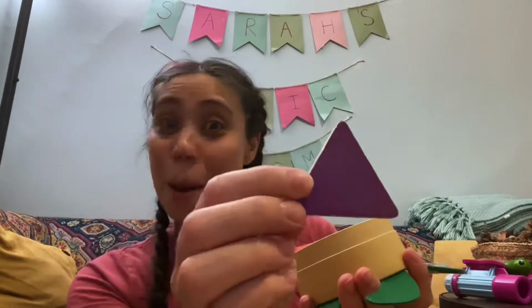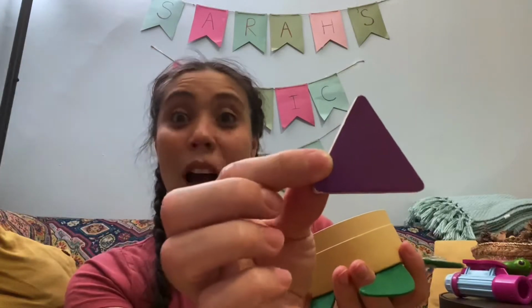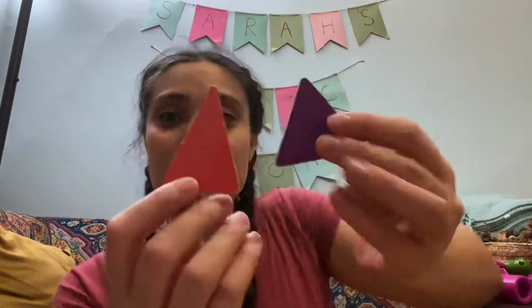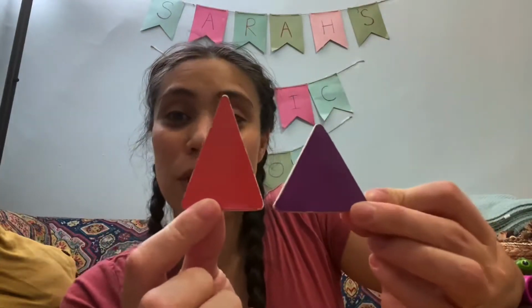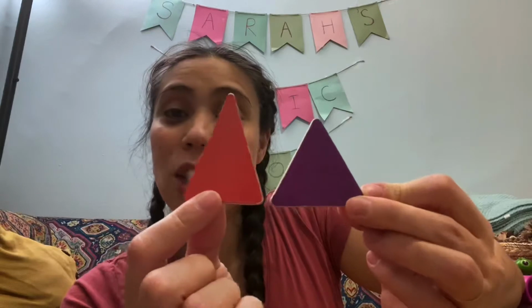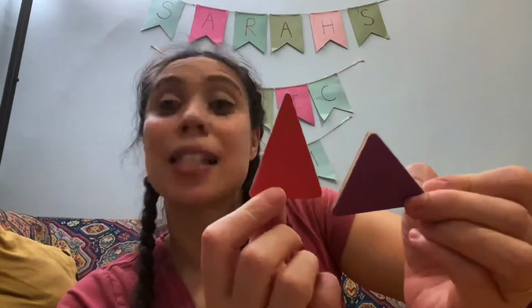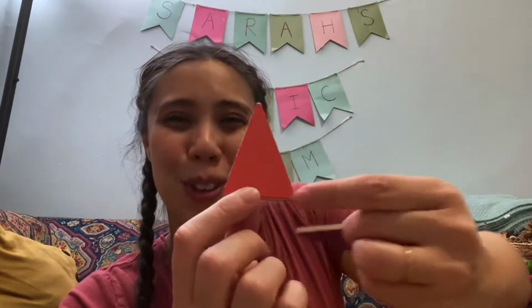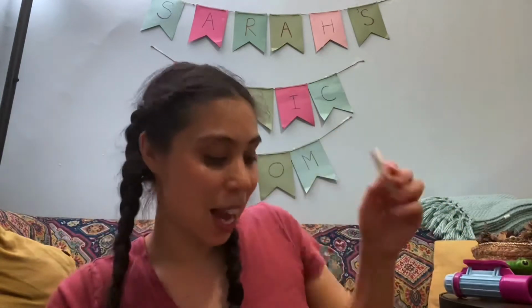What is this shape? A triangle. What about this? Also a triangle. Take a look, friends. These are both triangles. They're a little different. This one's a little taller, but they each have three sides. Let's count them. One, two, three. Let's count this one. One, two, three. Triangles have three sides. Wow.